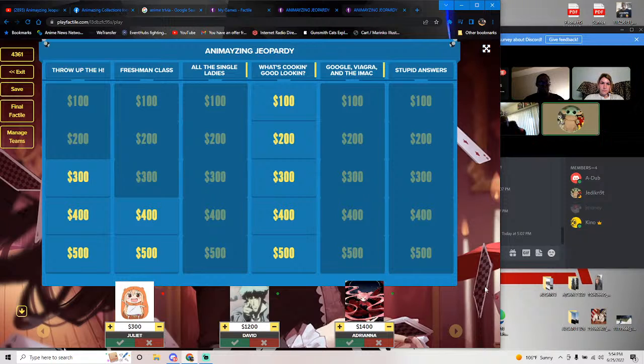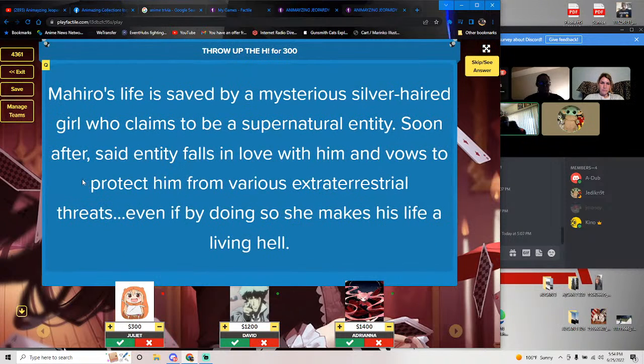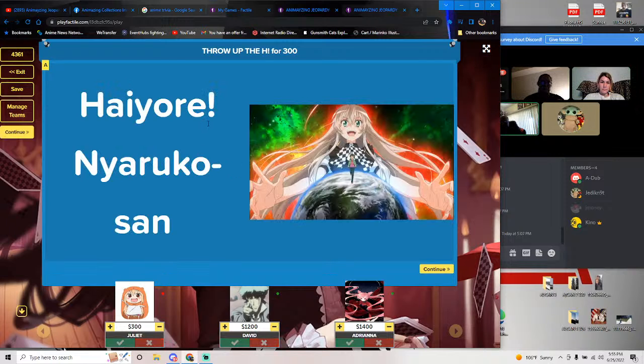What's next? Throw up the H300. Okay. Mahiro's life is saved by a mysterious silver-haired girl who claims to be a supernatural entity. Soon after, said entity falls in love with him and vows to protect him from various extraterrestrial threats, even if by doing so she makes his life a living hell. Okay. The answer is Haiyore Nyaruko-san.